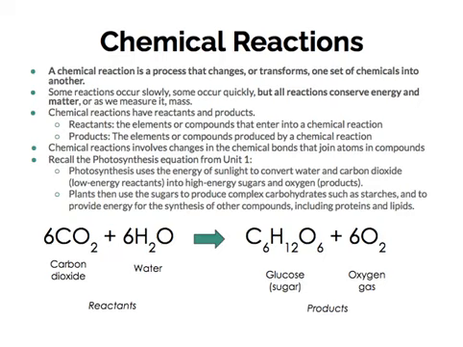All chemical reactions involve changes in the chemical bonds that join atoms and compounds. So this is our photosynthesis equation from Unit 1. This should look pretty familiar. Just to recall the general structure of a chemical reaction formula, your reactants are on the left-hand side of the arrow, or the yield sign. Reactants on the left-hand side, products on the right-hand side.